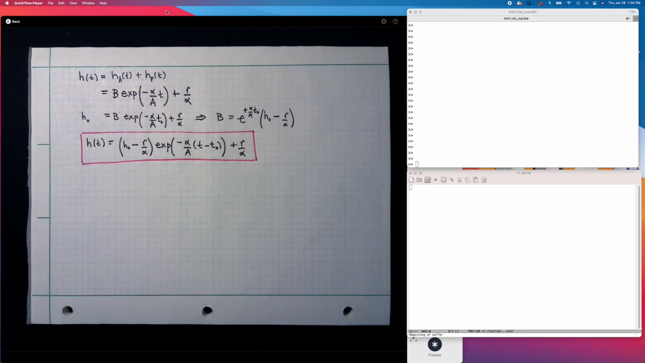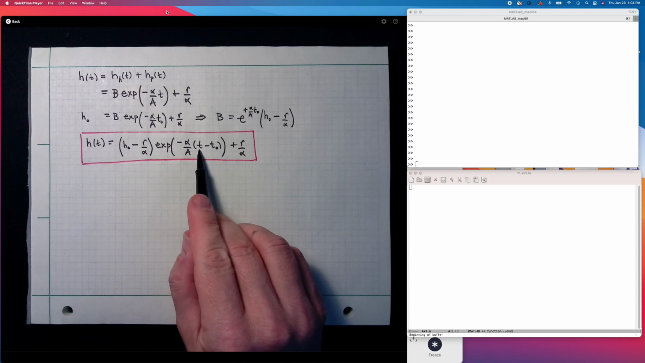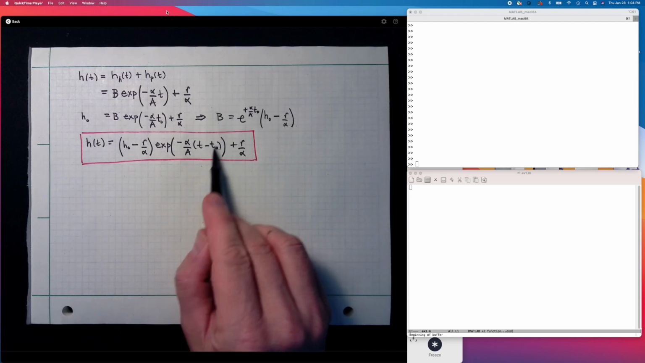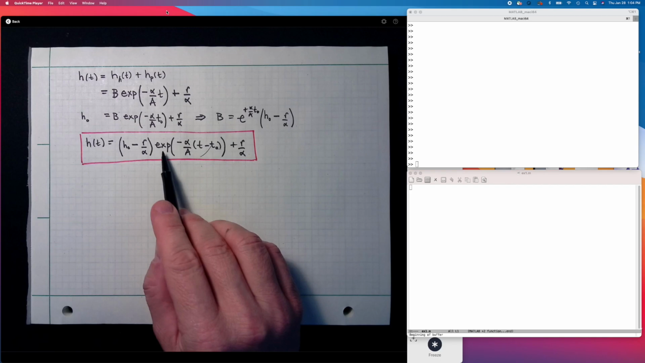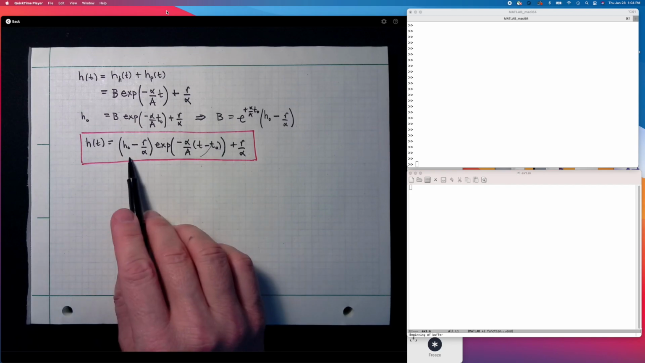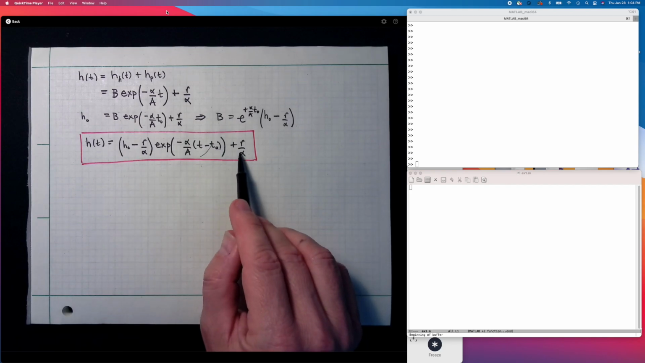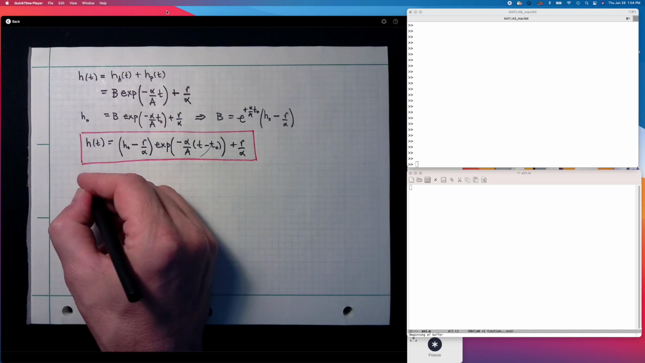So you can see that in the limit where t gets very big, so that t minus t naught is a very big number, the exponential is going to decay to 0. So this first term will die away and we will just have r over alpha. So r over alpha, that's the steady state solution.